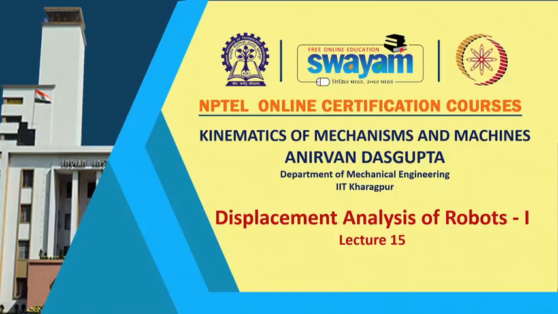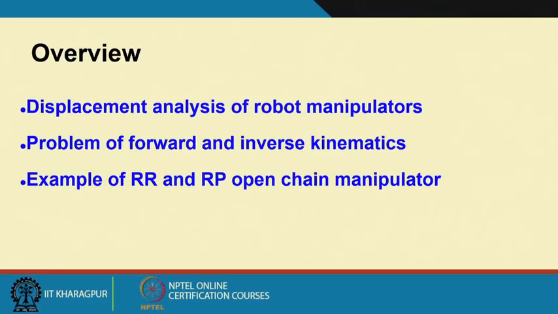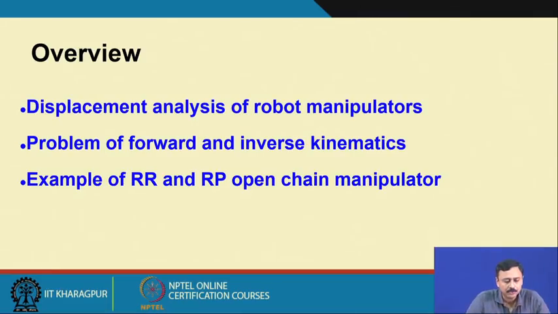In this lecture, I am going to discuss the displacement analysis problem for robot manipulators. The overview of today's lecture is as follows. We will look at the displacement analysis problem, the problem of forward and inverse kinematics with examples of RR and RP open chain manipulators. These are planar open chain manipulators. So, we are going to look at the forward and inverse kinematics problem for these manipulators.